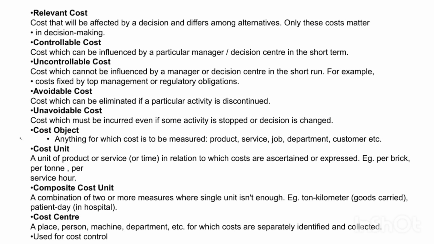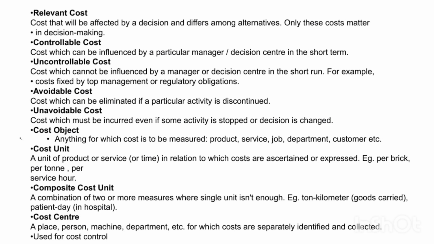Next one is cost unit. A cost unit is the standard unit of output, like per brick, per ton, or per service hour. Next topic is composite cost unit. When a single measure isn't enough, we use a composite unit. For example, ton kilometers for transport or patient days in hospitals.